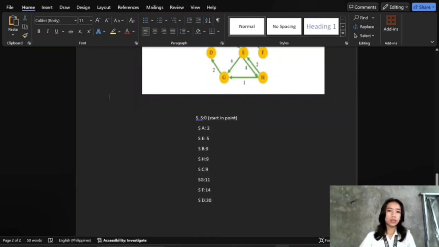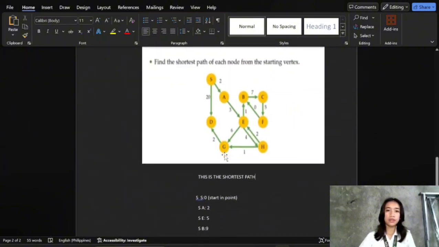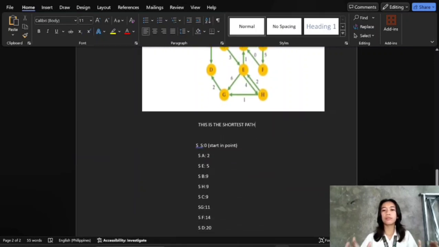This is the shortest path. This is the shortest path of each node from the starting vertex. So, guys, thank you for watching or listening to this video.